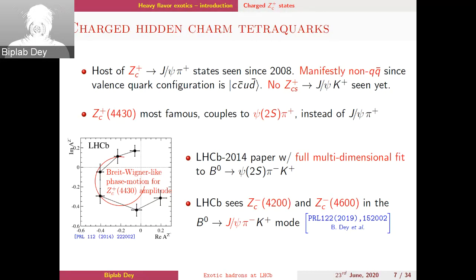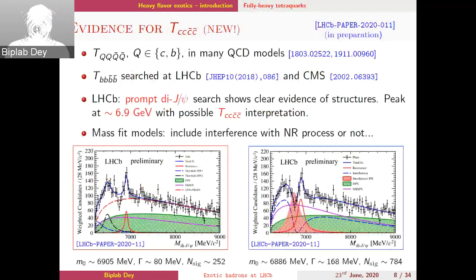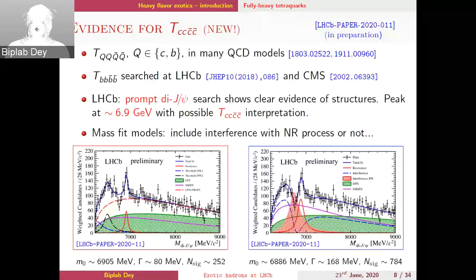This is not quite related to what can be done at JLab, but I just wanted to point it out because it is a new result. Fully heavy tetraquarks: this is where all four quarks are heavy, so heavy b and c. They have been predicted in many QCD models. The all-heavy b version, the beauty version, was actually searched for at both LHCb and CMS. With the current data, we didn't find anything, but more searches are going on.